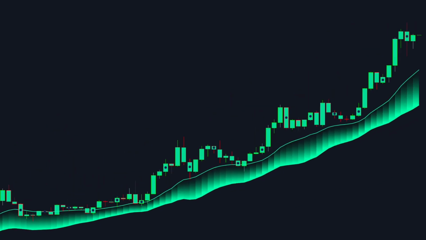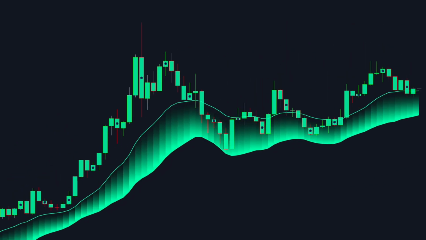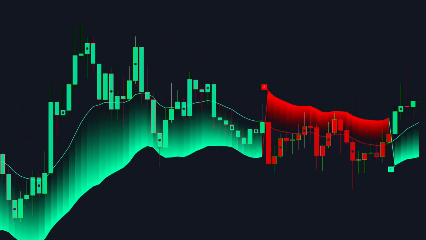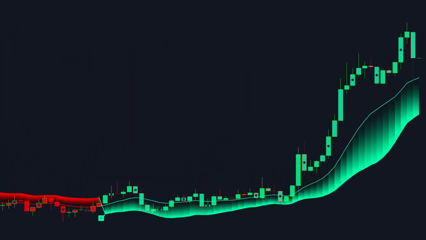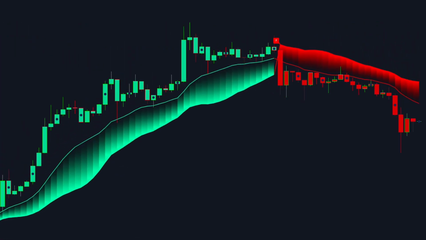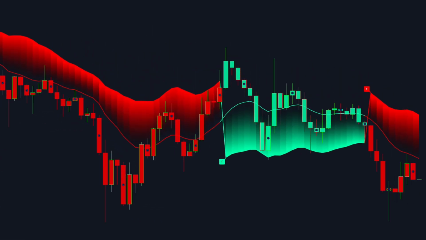So the Adaptive Trend Flow is more than just a moving average. It's an advanced adaptive system that reacts to market conditions in real time. And the best part, it's free. But now let's see how that compares to a $1,000 indicator.